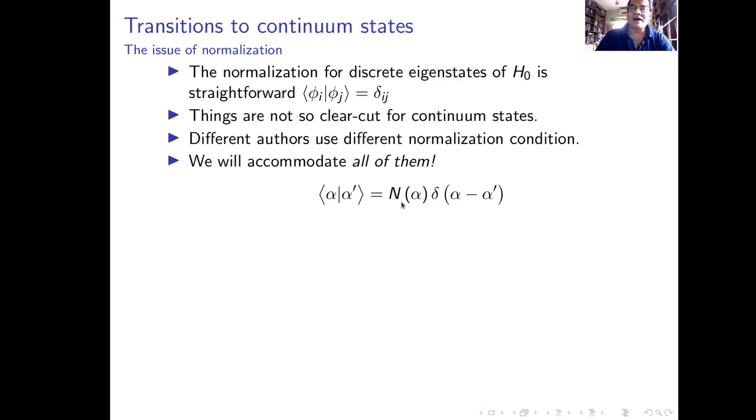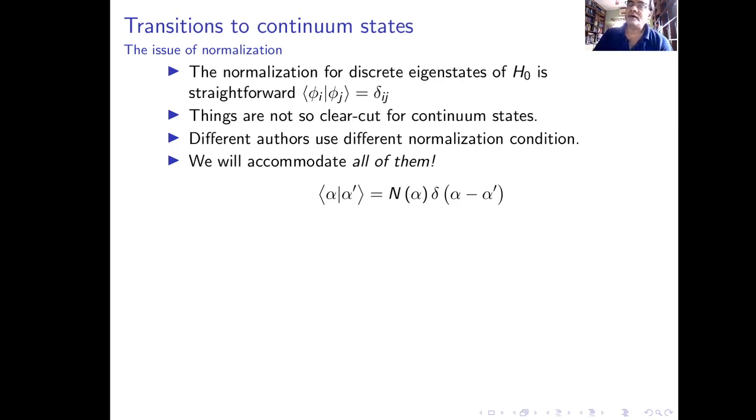Of course, you might argue: why is it N(alpha) and not N(alpha prime), or why not N of both alpha and alpha prime? The answer is simple. Wherever alpha is not equal to alpha prime, it doesn't matter what the prefactor is, because the whole thing is going to be 0 anyway. So it makes sense to talk of this as a function of alpha alone. Different authors choose different forms for this function. Some authors choose just 1, so to them the overlap is simply the delta function. Some authors choose N(alpha) to be 2 pi h cross, so the overlap is 2 pi h cross times delta(alpha minus alpha prime).